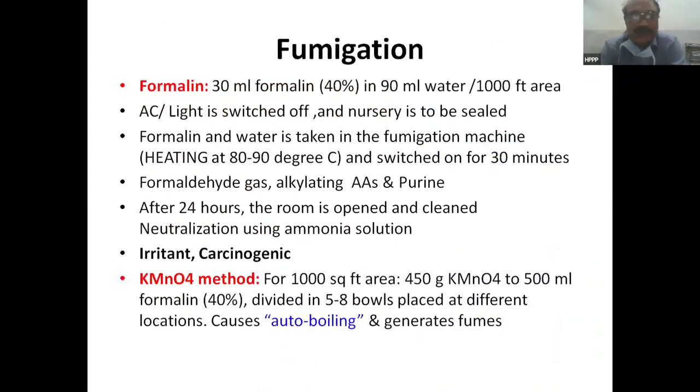About fumigation. So fumigation by using formalin or potassium permanganate method. This fumigation was a practice at various centers, including our centers, till the last few years, but it has its own hazards. The unit has to be vacated for 3 to 4 days even, and it produces a lot of formaldehyde gas, which is quite irritant and even potentially carcinogenic. So this use of formalin and KMnO4 method is now minimized, and many centers have given up using these methods.